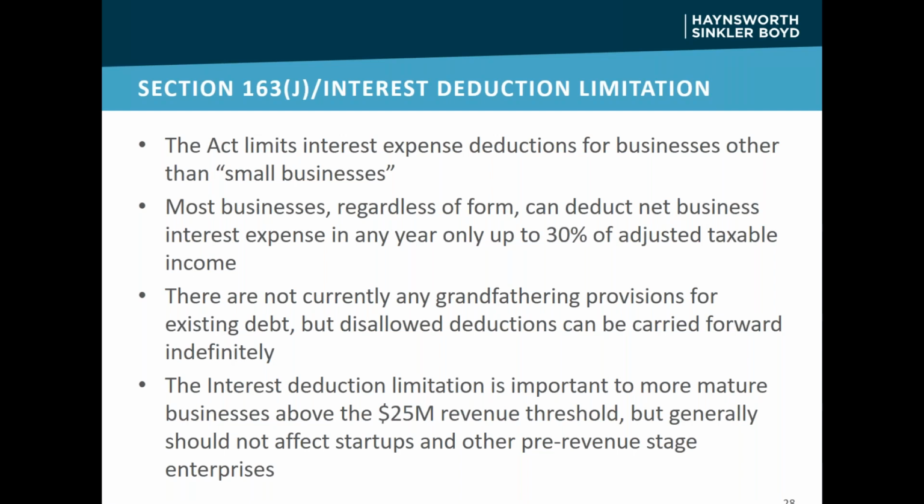There are not currently any grandfathering provisions for existing debt, but disallowed deductions can be carried forward indefinitely. And the interest deduction limitation is important to more mature businesses above the $25 million threshold, but generally shouldn't affect startups and other pre-revenue stage enterprises. So this really affects if you take out a lot of debt and you have to pay interest on that, you can deduct that interest. And so this deals with how much of that interest can be deducted.